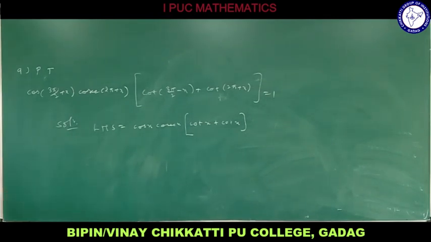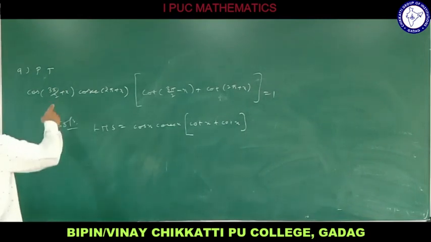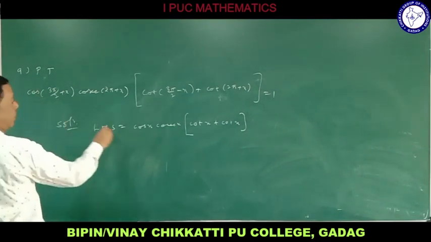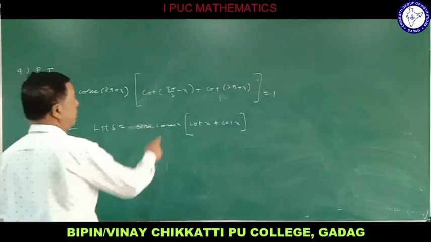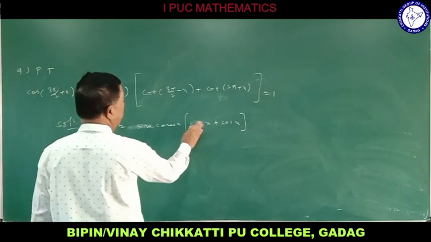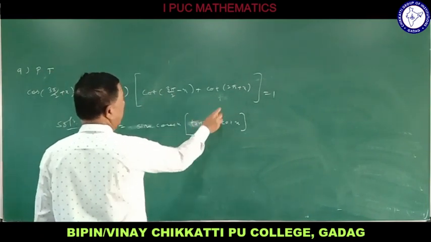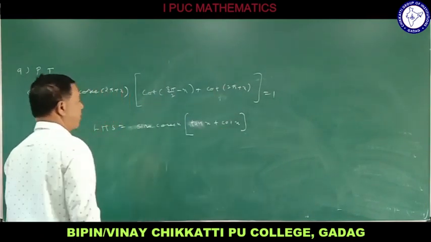And one thing you always remember: when you are writing 270 and 90, it should be changed, and when it is 180 and 360, it cannot be changed. When you have 270 plus x in the fourth quadrant, cos should become sin, you have to write. And when this is 270, cot becomes tan, and here 2 pi is there, it is the same.